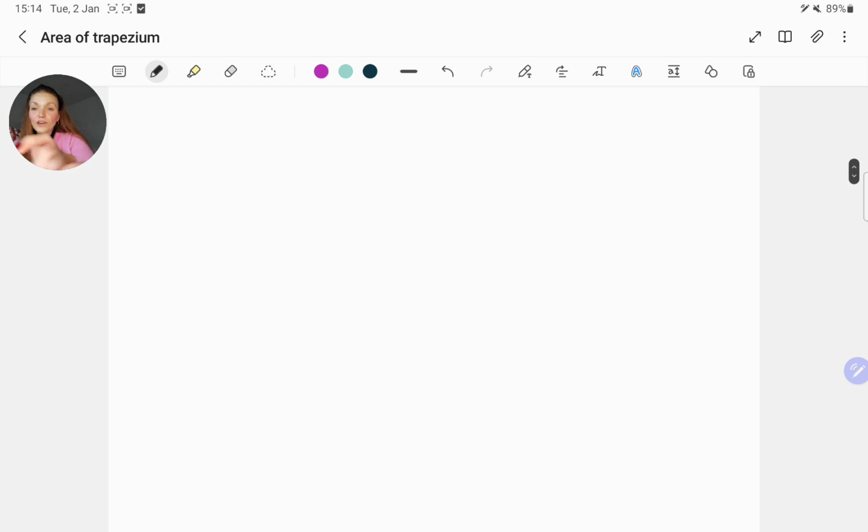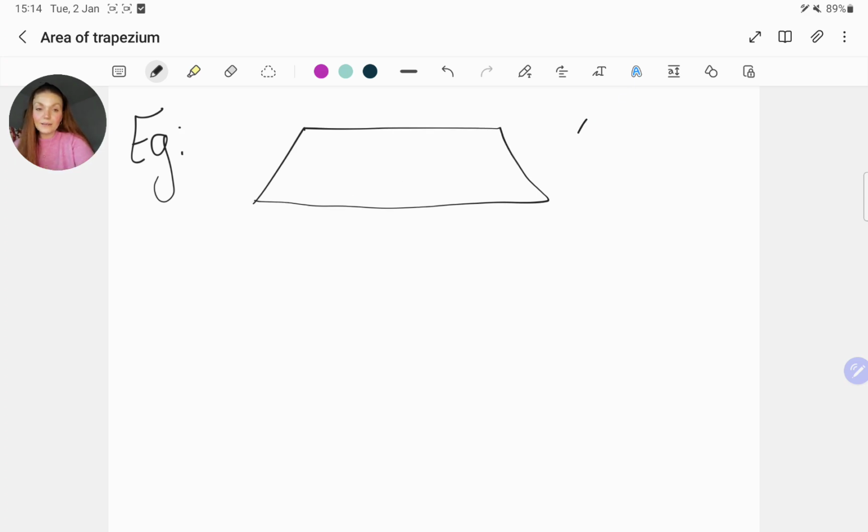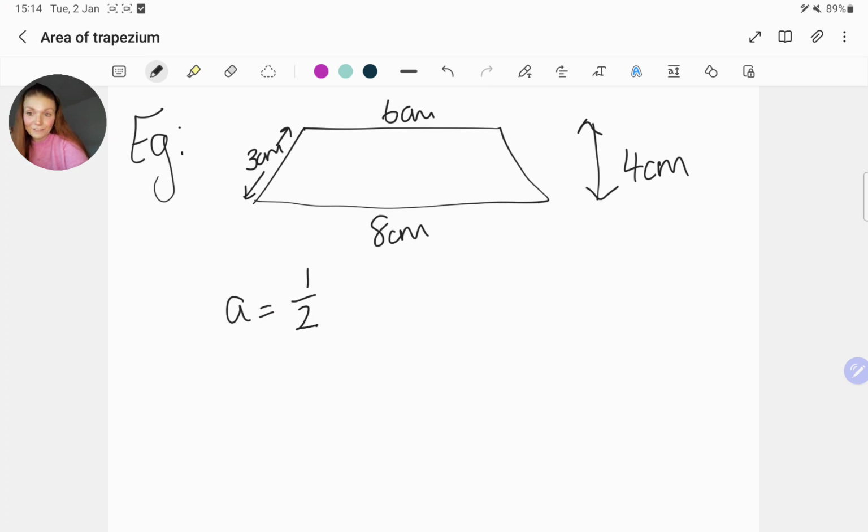Let me do an example with you. They've given you this nice rooftop trapezium. They've told you the sides are 4 centimeters, 6 centimeters, 8 centimeters, and 3 centimeters, and they'll say to you, find the area. We know this is a trapezium and we know the formula. Do you remember it? Area equals a half of A plus B times H, where A and B are your two parallel sides and H is your perpendicular.